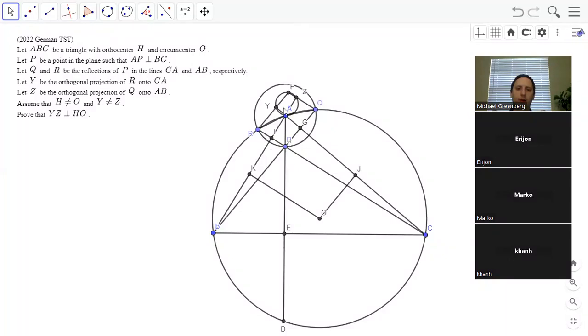So yeah, I mean, this is also cyclic, and actually all four of these are cyclic. What do we know about YZ? Maybe I could try to calculate YO squared minus ZO squared. Is YZJK cyclic maybe? No.